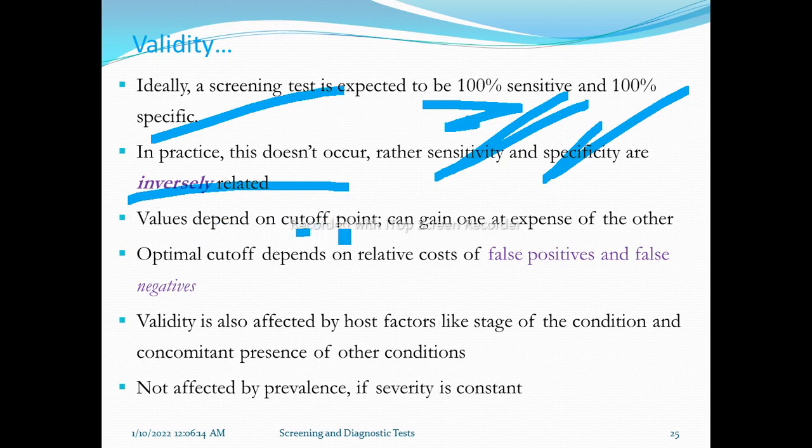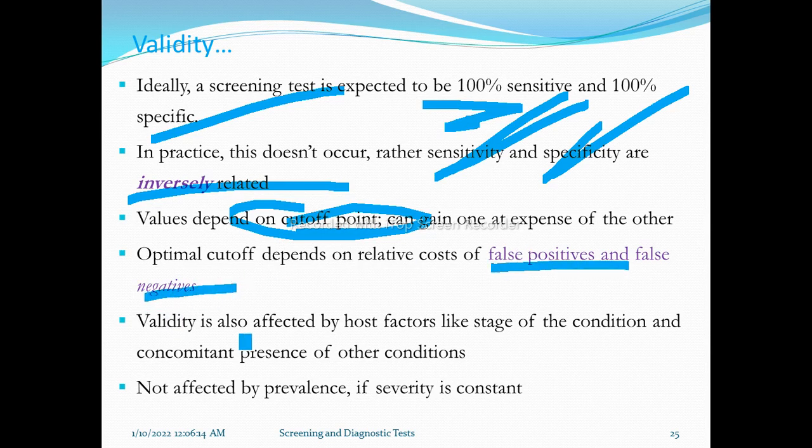So the values depend on the cutoff point. You can gain one at the expense of the other. That means if you gain sensitivity, you will lose specificity, if you gain it by moving the cutoff point. The optimal cutoff point depends on the relative costs of false positives and false negatives. Validity is also affected by host factors like the stage of the condition, and the concomitant presence of other conditions. It is not affected by prevalence if severity is constant, meaning validity is not affected by prevalence.